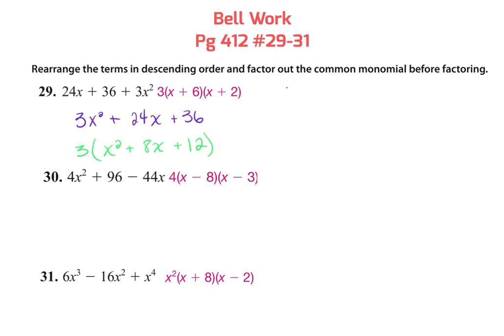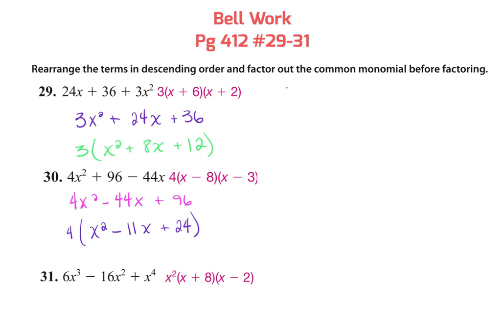I'm going to do the same thing to the second one. The first thing I need to do, though, is rearrange it. So I'm going to rewrite it: 4x squared minus 44x plus 96. All right. And then between the numbers, the 4 can come out. So I take a 4 out. I have x squared minus 11x plus 24.